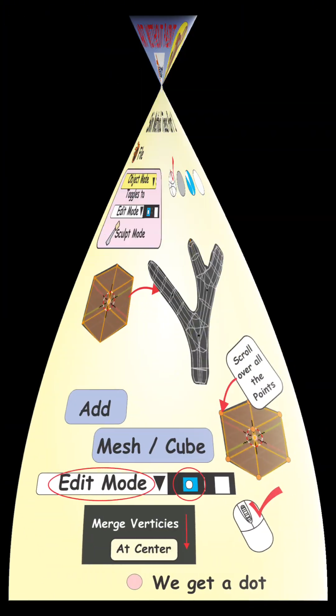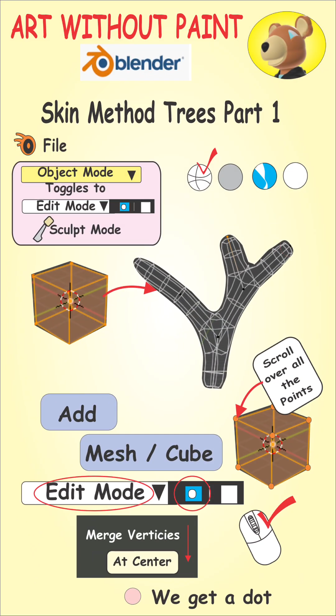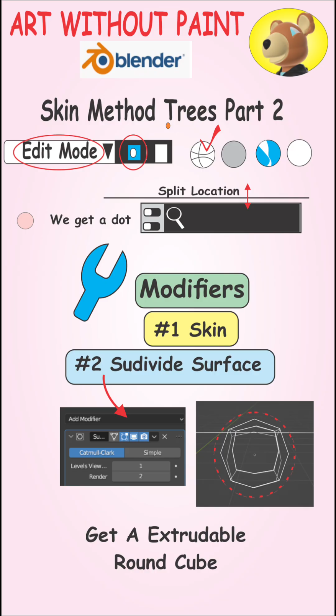We need to make a cube and turn it into an extrudable part. Then extrude out the branches. At the top, pick Add, then Mesh, then Cube. Toggle to Edit mode and pick Transparent with all points selected. Right-click Merge Vertices at center. In Edit mode, we have a transparent dot.